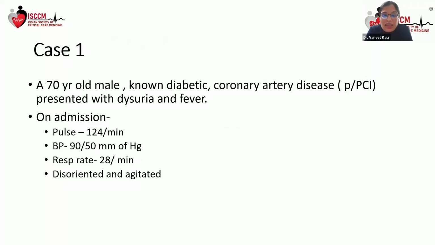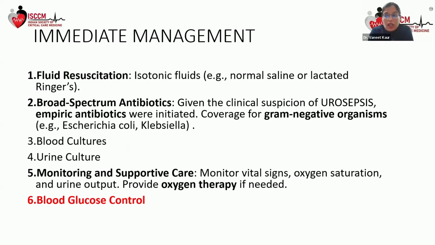The first case is a 70-year-old male, known diabetic, coronary artery disease. He presented to us with dysuria and fever. On admission, the pulse rate was 124 per minute. Blood pressure was 90 by 50 mm of mercury. Respiratory rate 28 per minute. He was disoriented and agitated.